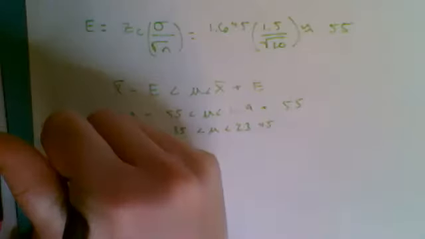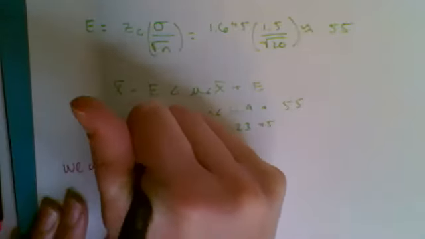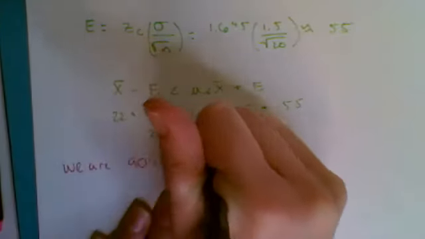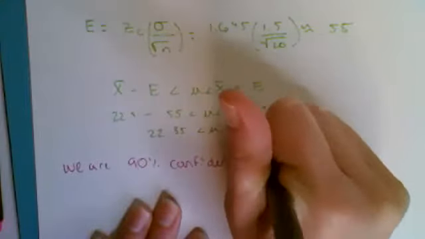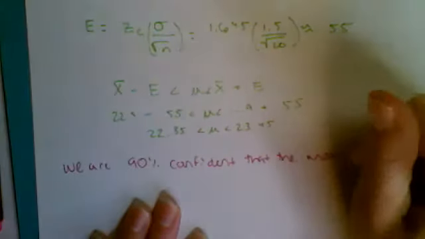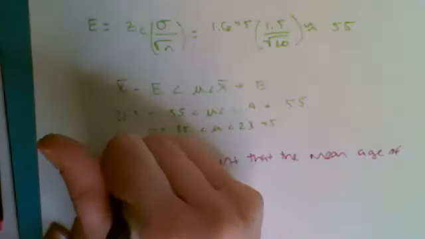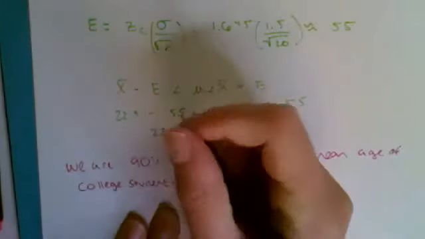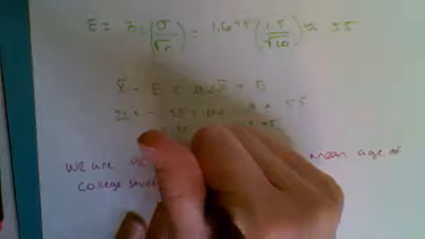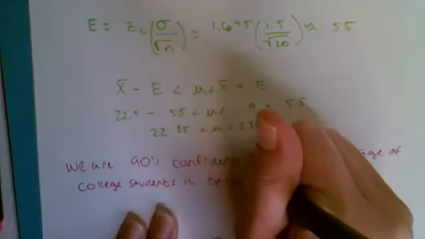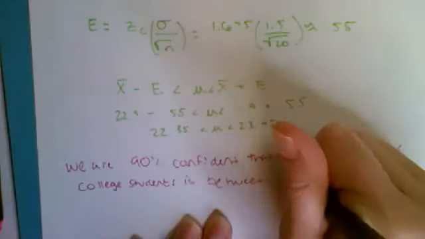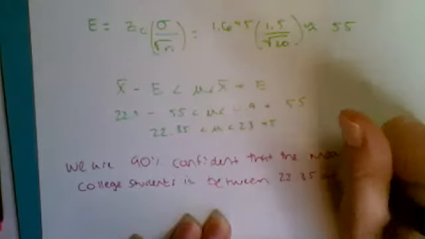So our sentence is, we are 90% confident that the mean age of college students is between 22.35 and 23.45 years.